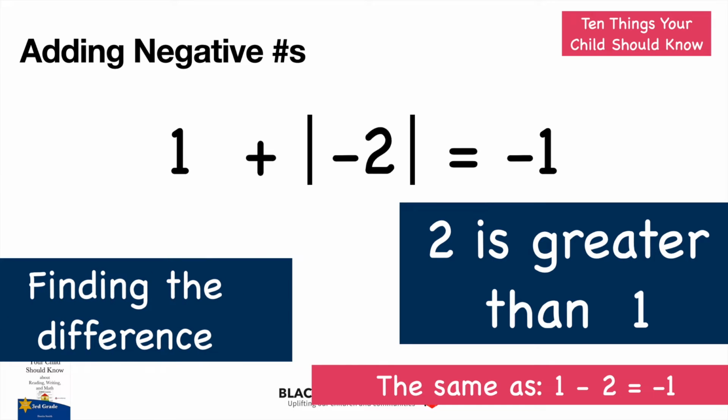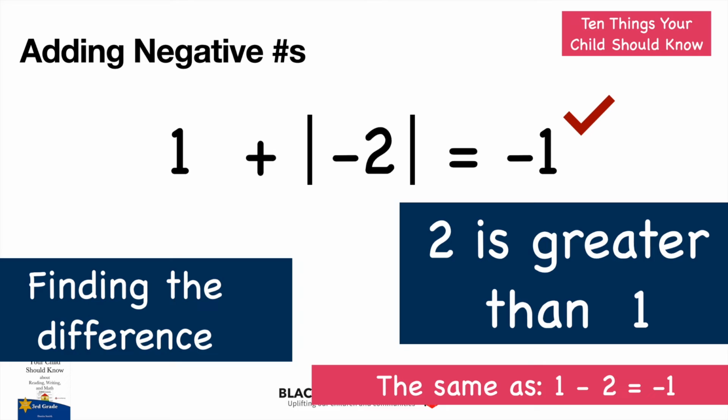So essentially 2 is greater than 1 from an absolute value perspective. And when I find the difference, which is just the answer to a subtraction problem, because this is essentially a subtraction problem, I know I'm going to carry over the sign of the greater number, the number that has the greater absolute value. So this is going to be a negative 1. The answer is going to be negative because 2 has a greater absolute value than 1.